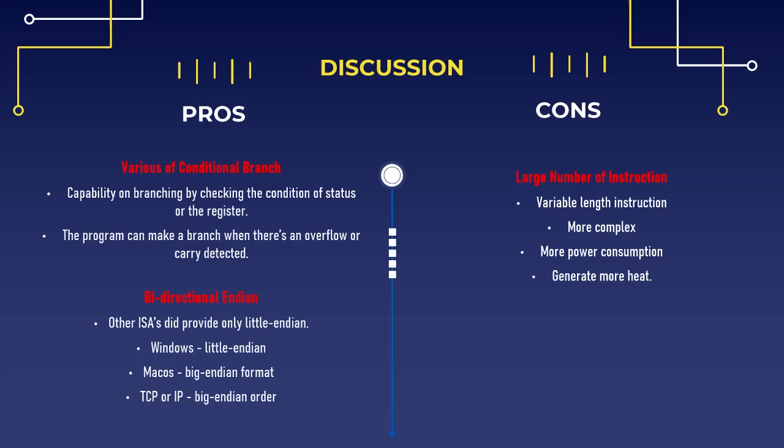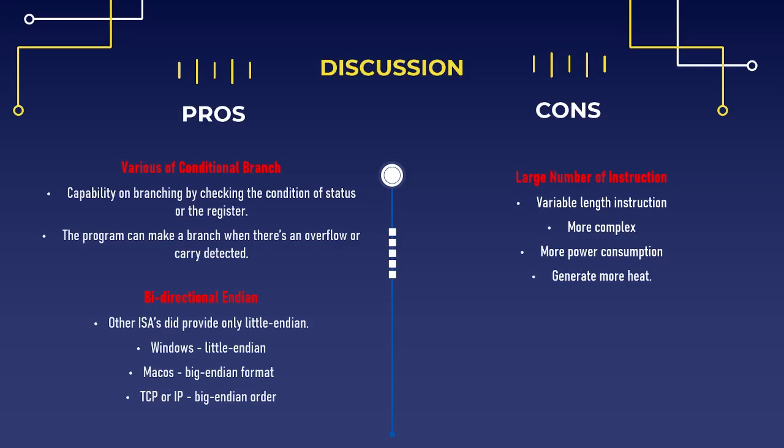Other than that, the Transmission Control Protocol, TCP, or Internet Protocol, IP, still use the Big Endian order to transmit data from one to another. Hence, the bi-endian function can ease the difficulty when dealing with two different endian orders. This is a function that the RISC-V instruction set doesn't come with.